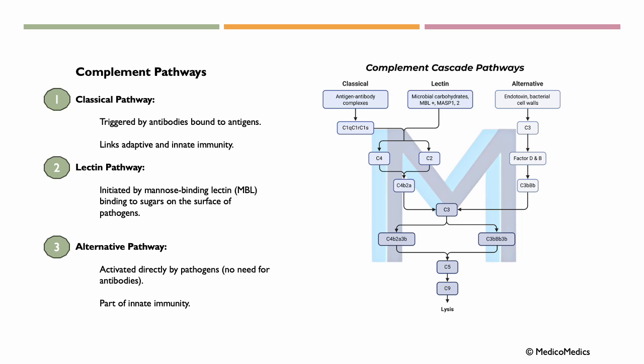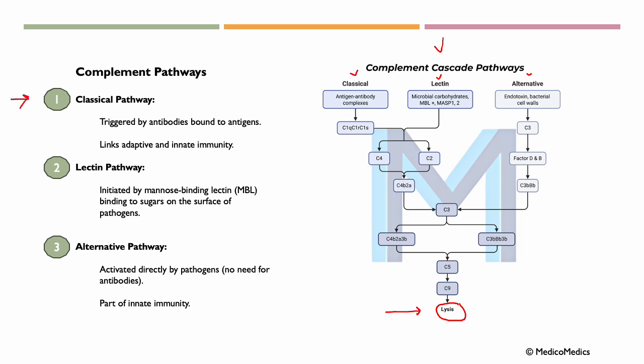Now then, let's break down the complement cascade pathways, so you can follow the illustration here. We have our classical pathway, we have our lectin, and alternative. One thing to keep in mind is that the end result of these different pathways is to arrive at lysis, more specifically microbial lysis. So we begin with the 3 distinct pathways that initiate this cascade.